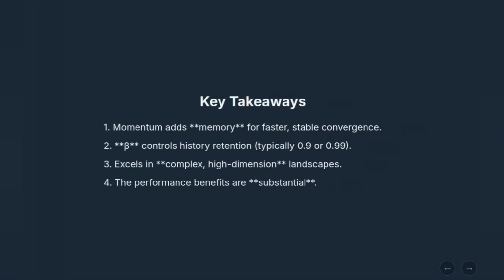All right, let's wrap this up. We've covered a lot of ground today. Here are the key takeaways. Momentum-based optimizers add memory to gradient descent, creating faster and more stable convergence. The momentum coefficient beta controls how much history we retain, typically 0.9 or 0.99. These optimizers excel at navigating complex loss landscapes common in deep learning. While hyperparameter tuning requires care, the performance benefits are substantial.